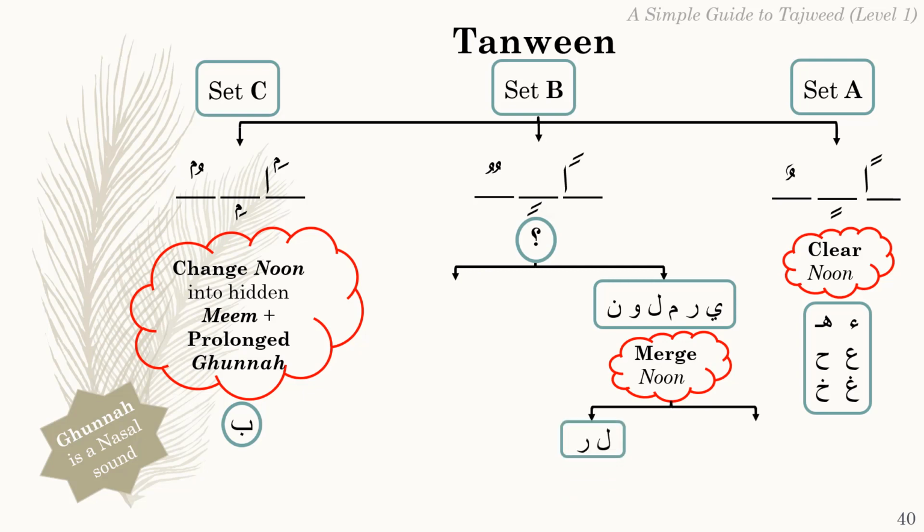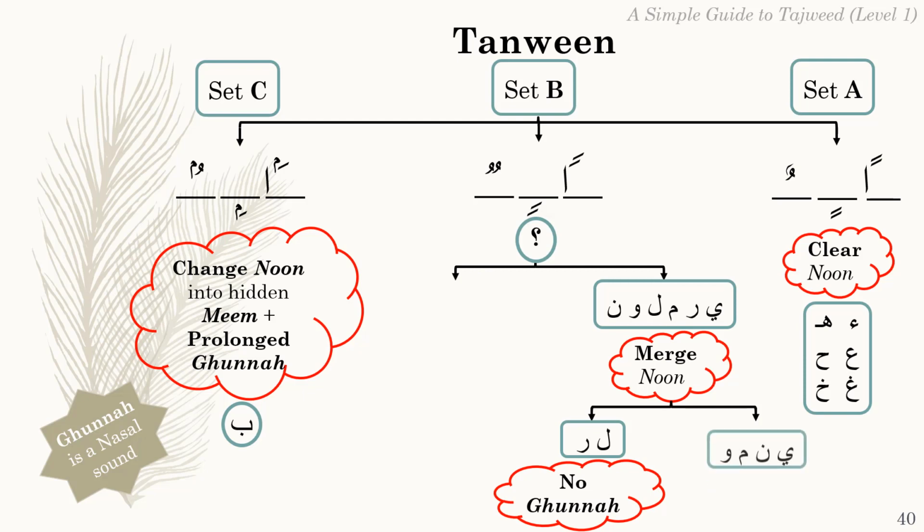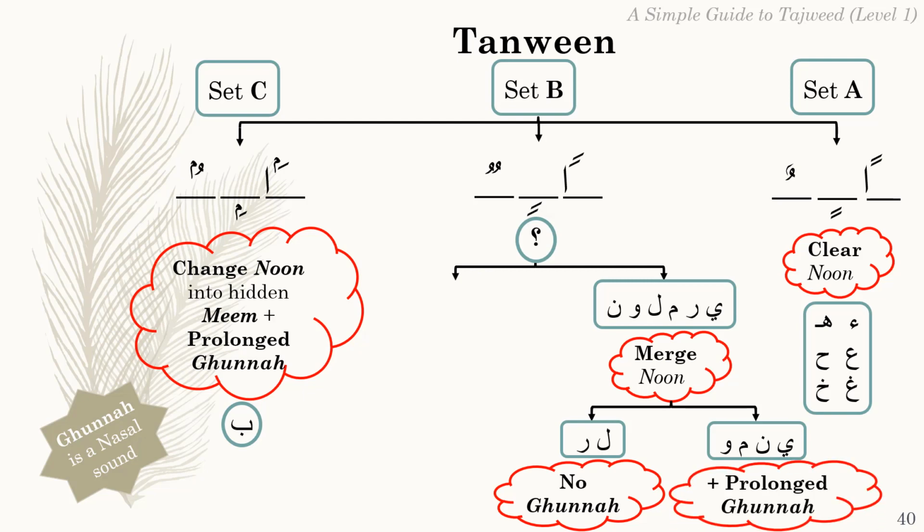If the following letter is Ra or Lam, we will merge the Noon Sakina of Tanween without Ghunna. But if the following letter is Ya, Noon, Mim, or Waw, gathered in the word Yanmu, we will merge the Noon Sakina of Tanween with prolonged Ghunna.